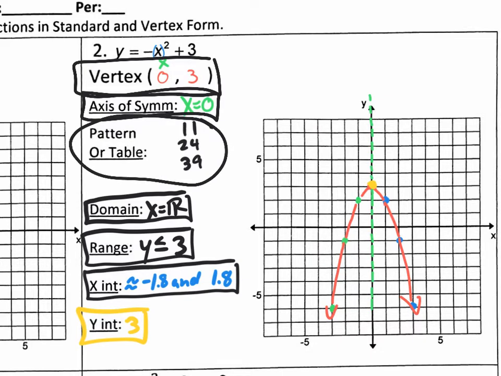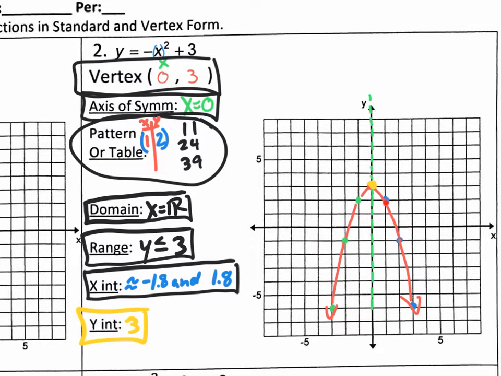You could use the input-output table if you want. Plug in any numbers you want. If you're confused about that, just think about it. You could make an XY table and plug in the number 1. Plug in 1 right here. 1 squared is 1 with a minus in the front. That's going to be a -1 plus 3, which is 2. So this is an actual coordinate, 1, 2. You could have done it this way, where you go 1 on the x, 2 on the y.